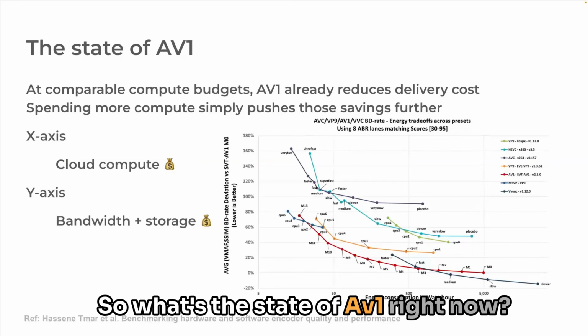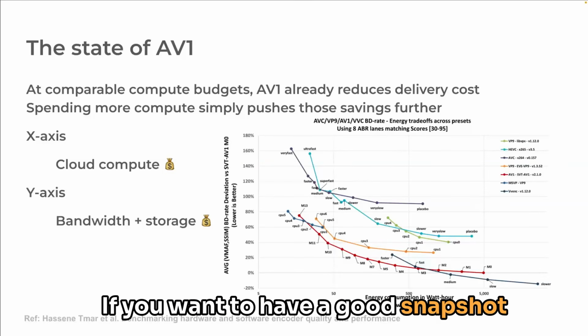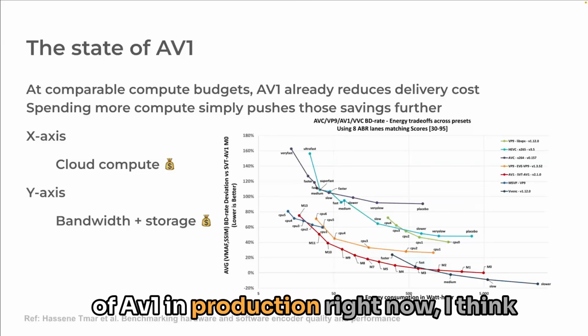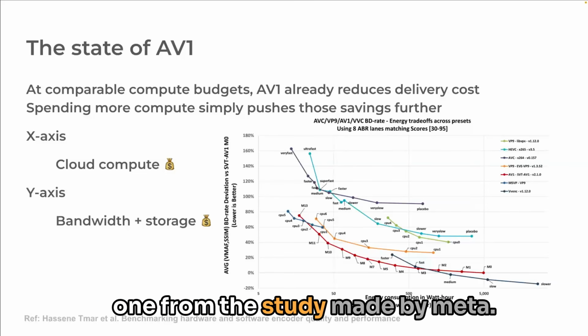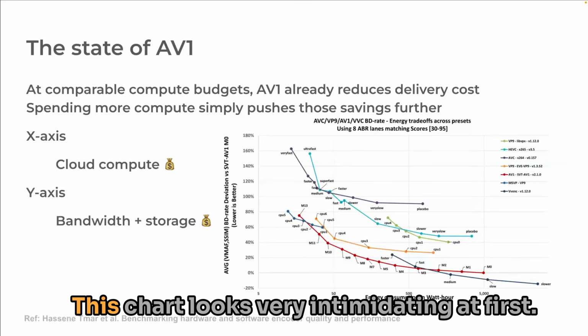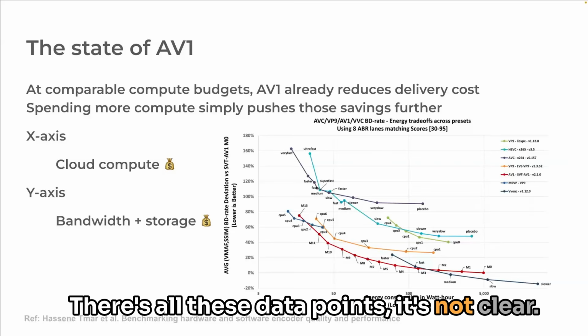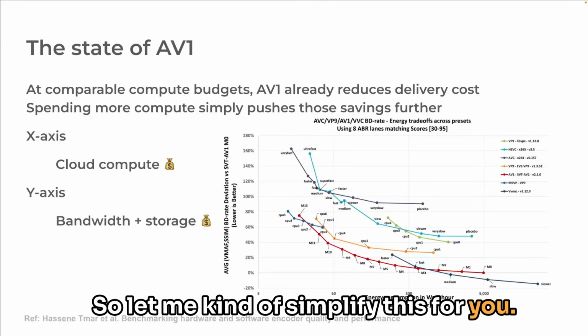So what's the state of AV1 right now? If you want to have a good snapshot of AV1 in production right now, I think the best graph I can show you is this from the study made by Meta. This chart looks very intimidating at first. There's all these data points. It's not clear. So let me kind of simplify this for you.